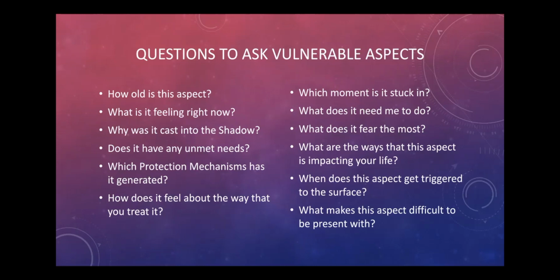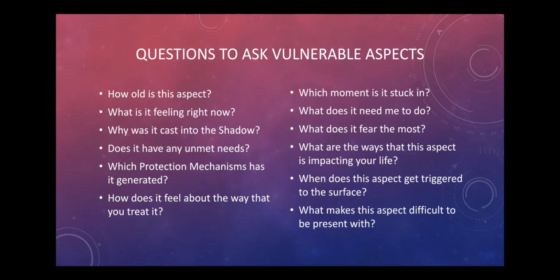Basically, we can have shadow aspects repressed at any given point in time. Oftentimes they're repressed in childhood and teenhood because those are the more vulnerable stages of life, but it can happen really at any point in time that we experience trauma or upheaval or unmet needs. So basically, how old is this aspect? And what is it feeling right now? So what emotions is it generally dealing with?